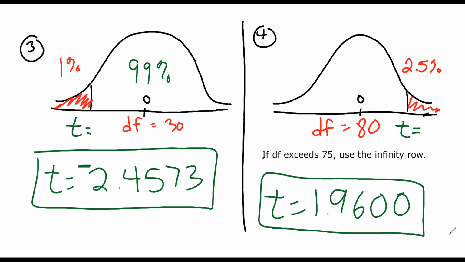On number 4, the issue wasn't the fact that it wasn't the right tail, because it was the fact that our degrees of freedom exceeded 75. And for our purposes, when that happens, we use the infinity row, and we got a t-score of 1.96. I just want to show you a couple of more things, then we're going to wrap this up.